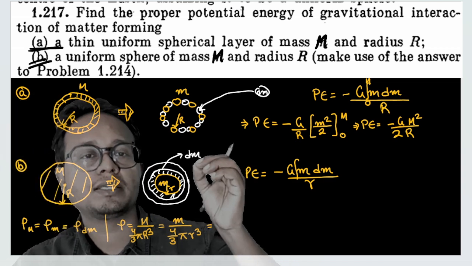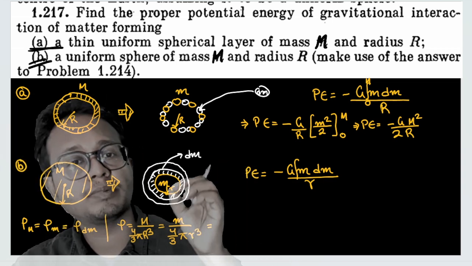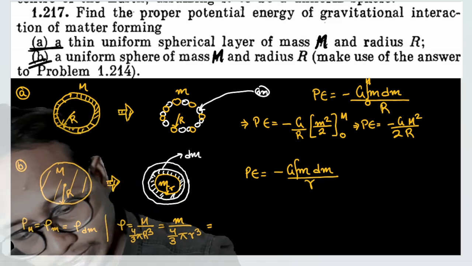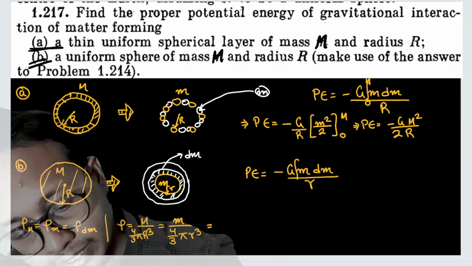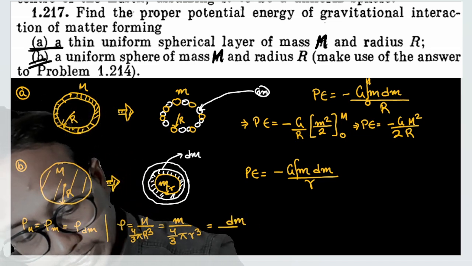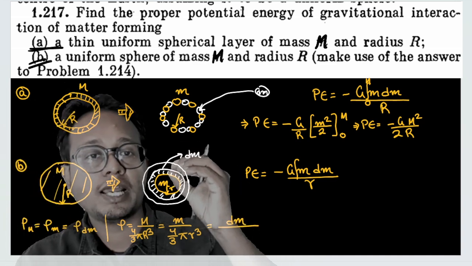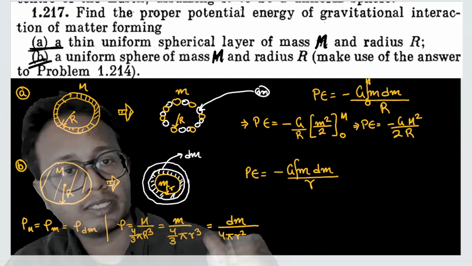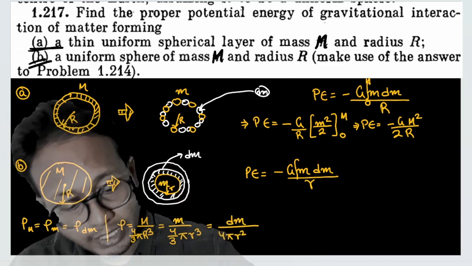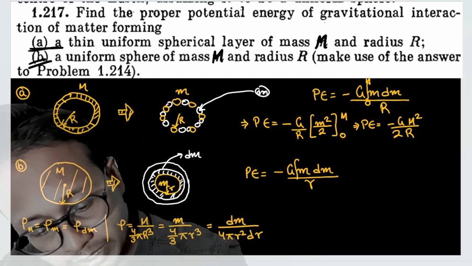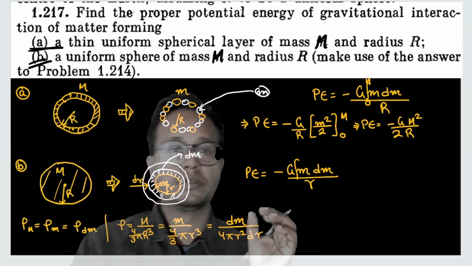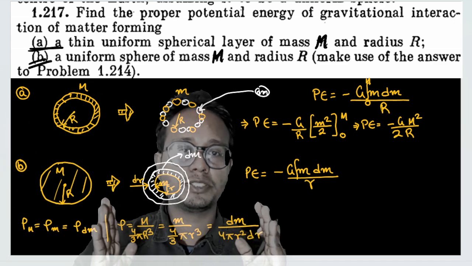What is the volume of this elemental shell? The volume of this elemental shell is nothing but surface area into thickness, isn't it? So the density of this elemental shell is nothing but mass of this elemental shell divided by volume of the shell, and volume of the shell is nothing but surface area 4 pi r square, which is the surface area of the shell, into thickness of the shell. Thickness of the shell is nothing but dr, isn't it? Understood this much? Okay, this much is understood.